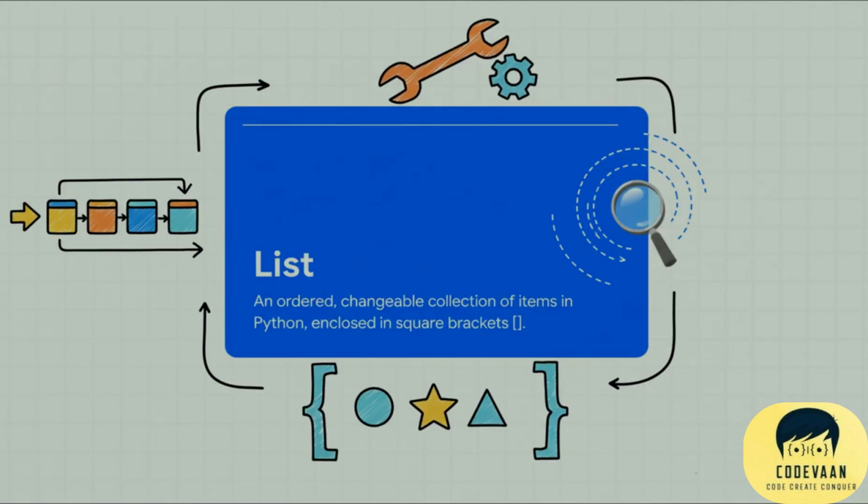In Python, the answer is the list. The best way to think of it is just as a container. It's an ordered collection, and that's key. It means items stay exactly in the sequence you put them in. It's also changeable, so you can mess with it on the fly. And you can spot one from a mile away by its signature look, those classic square brackets.